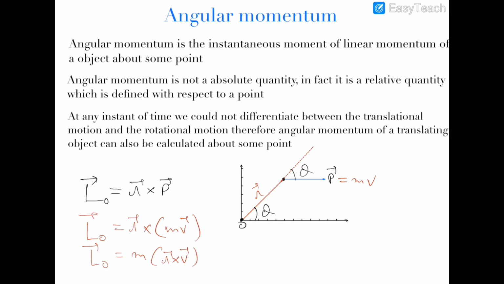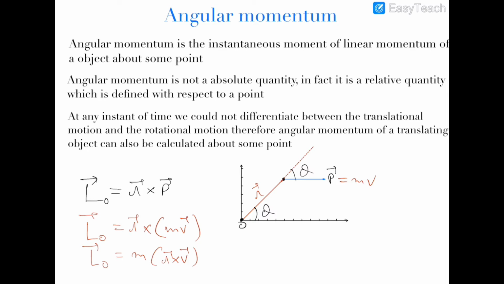Now the third most important thing about angular momentum is that most people say it is defined only for objects which are rotating. This is not correct. In fact, the angular momentum of translating objects can also be calculated about some point. This is due to the fact that at any instant, you cannot differentiate between translational motion and rotational motion; they are the same.